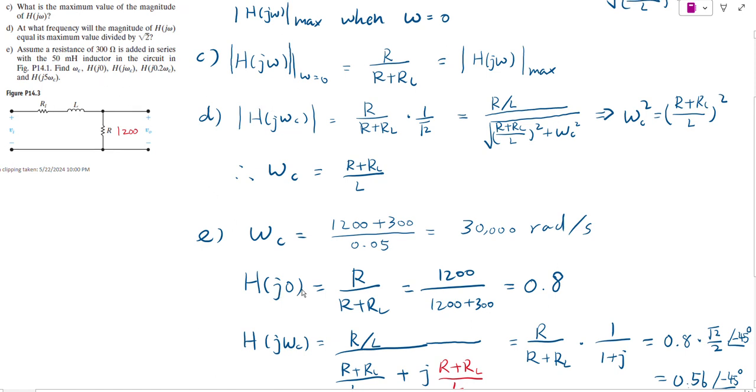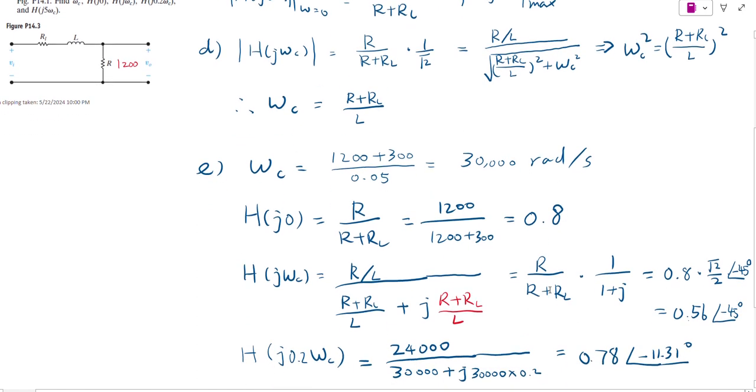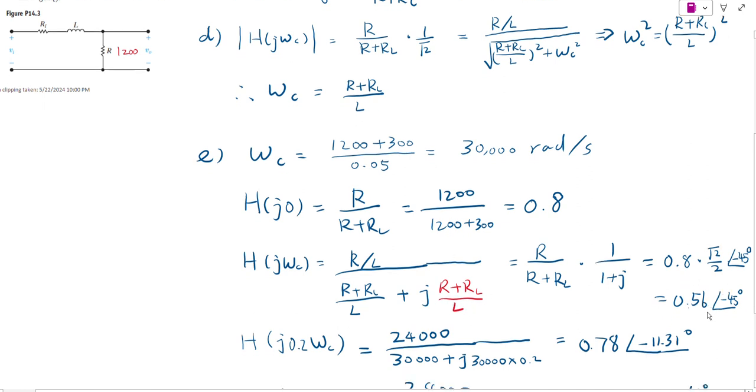Okay, and then H(j0), which is omega equal to 0. We already know that. That's the maximum magnitude, and that's 0.8. You can see it is not 1, it's less than 1 because we have RL there. It's not the ideal case. And at the cutoff frequency it is not 1 over root 2, it's actually something like this. So you plug in numbers. We know omega c equals this, and then you got this number.